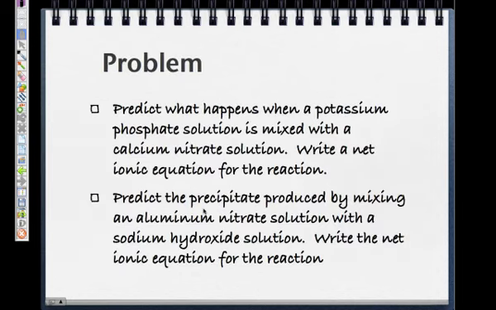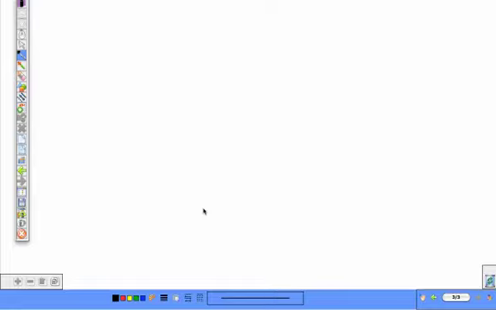So predict what happens when potassium phosphate is mixed with a calcium nitrate solution. Write the net ionic equation for the reaction also. It's going to be easiest at first to start with a molecular equation, then write an ionic equation, then a net ionic equation. So our molecular equation is, we need potassium phosphate. What's the formula for potassium phosphate?